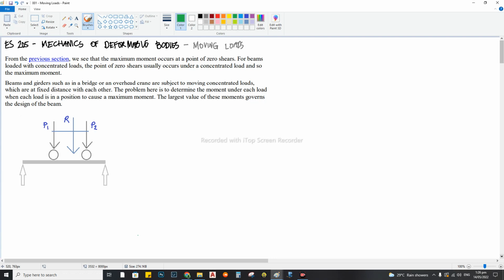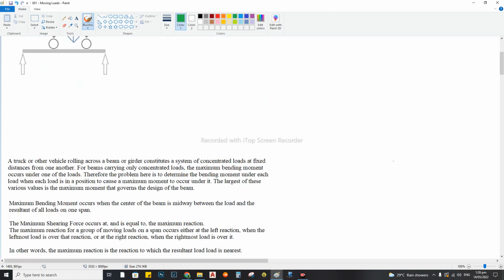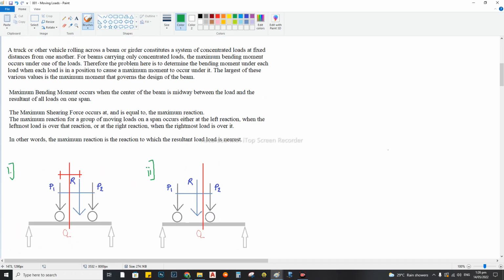So beams and girders such as in bridges or cranes, di ba, have moving loads. They distribute loads. So what will we do in analyzing the beam with moving loads? The loads cause shear and moment in the beam or structure. So with moving loads, we determine how much maximum bending moment they will cause.